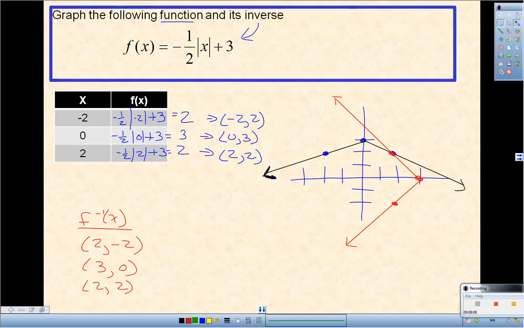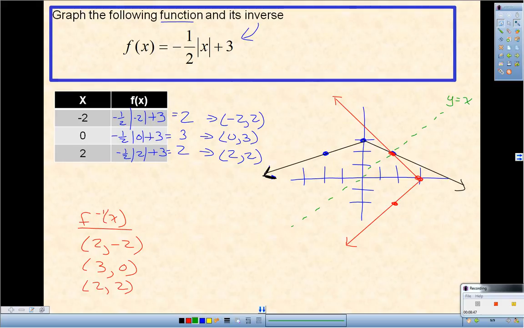Well, there is some symmetry with inverses. If I were to plot with a dotted line the y equals x line, that would go right through the origin. And if you notice, if I were to fold these two graphs on that green dotted line, the y equals x line, they would actually map on top of each other.